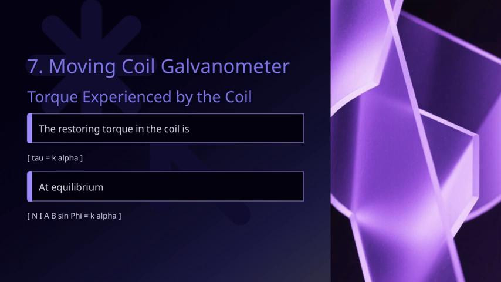Understanding this interplay is fundamental to how the moving coil galvanometer works, as it allows us to measure current based on the coil's deflection. So, in essence, the equation encapsulates the core principle. The magnetic torque is directly proportional to the current, and at equilibrium, it's exactly balanced by the restoring torque. This is what makes the galvanometer a precise instrument for measuring small currents.